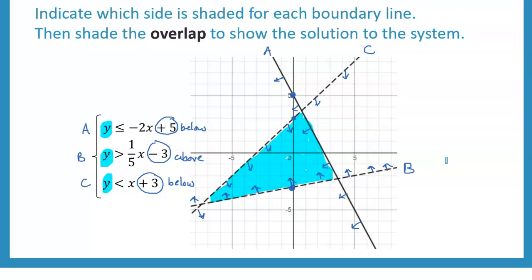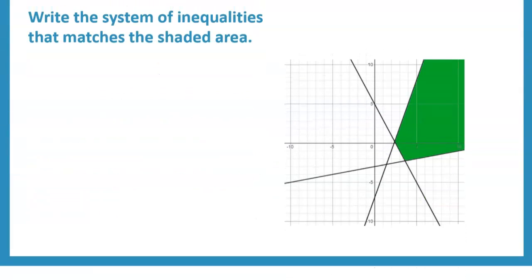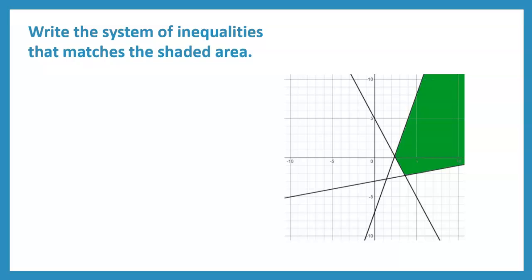All right, one more problem for practice here. They want us to write the system of inequalities that matches the shaded area. Okay, so this is kind of the reverse of what we just did. We're looking for the inequalities, and then we need to figure out which side we shade. So let's again just label these A, B, and C. Those are the lines. We need to figure out what the equation of each line is.